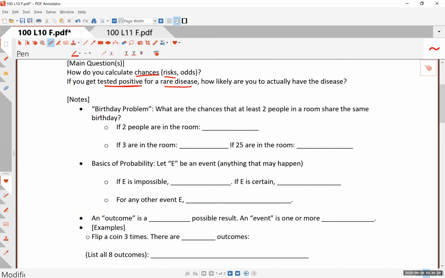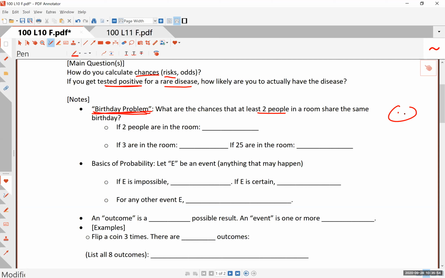Okay, I will start this discussion with this thing called the birthday problem. There's a famous problem involving probabilities called the birthday problem. You can look it up if you want. I'm sure that the internet has tons of information about the birthday problem. So here's how the problem is stated. What are the chances, what's the probability that at least two people in the same room share the same birthday?